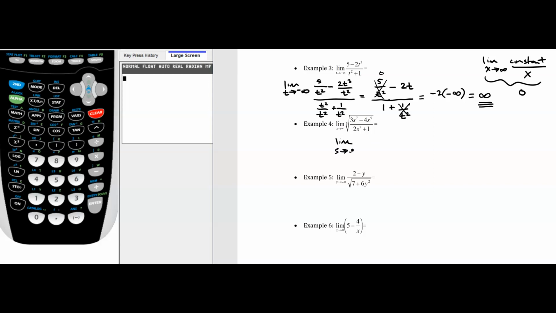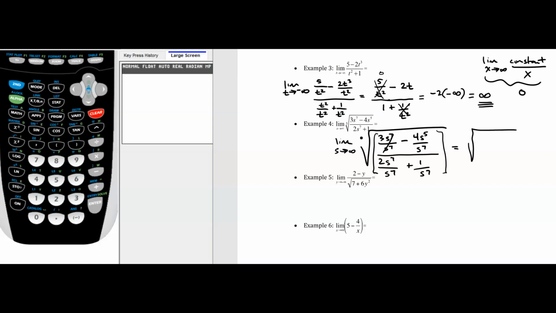So s is going to infinity, and I've got the cube root of 3s to the 7th divided by s to the 7th minus 4s to the 5th divided by s to the 7th, and that's over 2s to the 7th divided by s to the 7th plus 1 divided by s to the 7th. And remember, this is all inside the cube root, absolutely all of this. And so this would simplify. The s to the 7th would cancel, s to the 5th would cancel with an s to the 5th down here, and we would get, when we simplify this, let's see, this is the cube root.